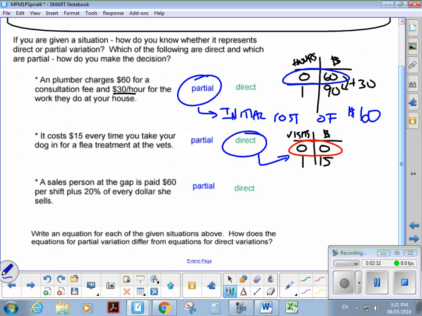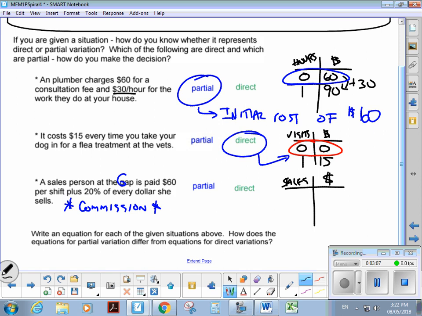The third example, a salesperson at the Gap, okay, should be capitalized, it's the store, is paid $60 per shift plus 20% of every dollar she sells. So this is an example of, and we talked about this in Spiral 3, this is commission. All right, this is commission. So when we figure this particular chart out, this would be sales and how much money you make.